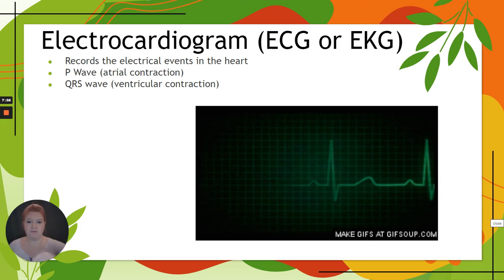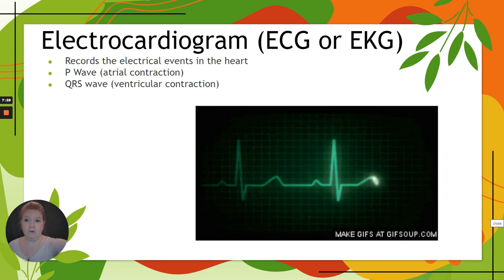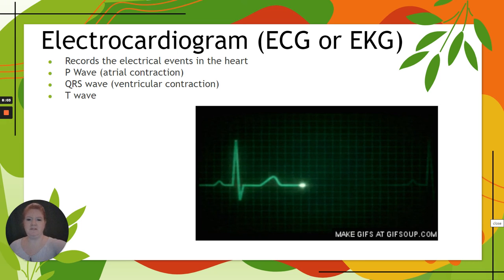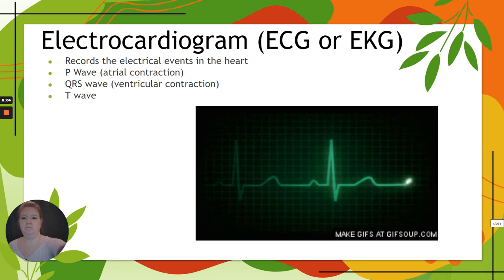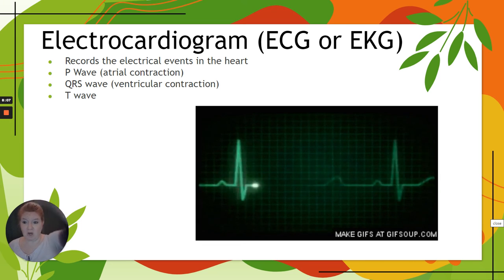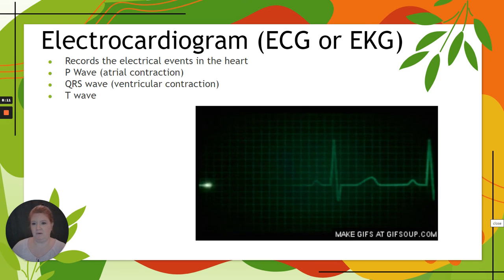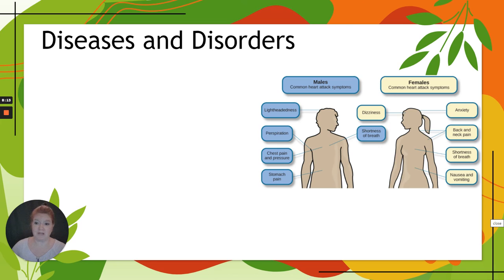Then we have the QRS wave. Ready? Boop, P wave. Boom, QRS wave. That's the ventricular contraction. And then you have the T wave. So boop, and then you have the big, tall QRS wave. And then another boop. That's the T wave. Okay. And that's where the ventricles are going to relax and get ready for the next contraction.